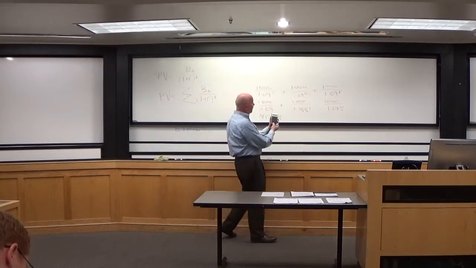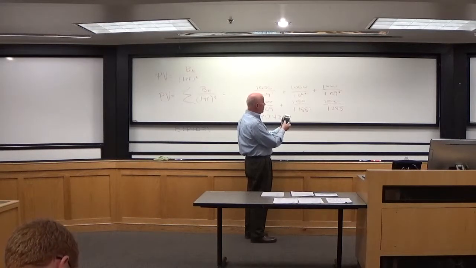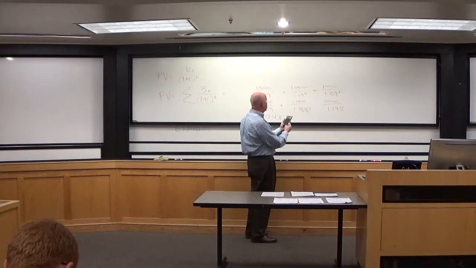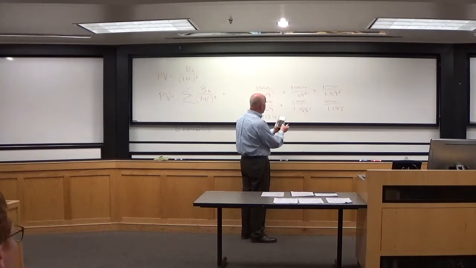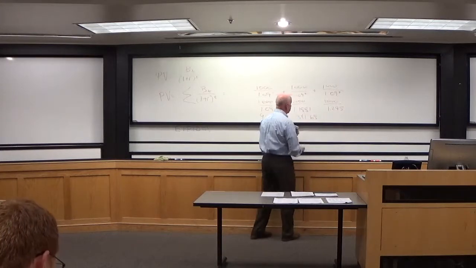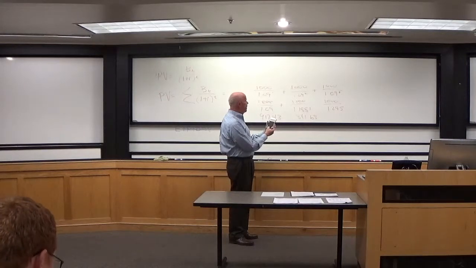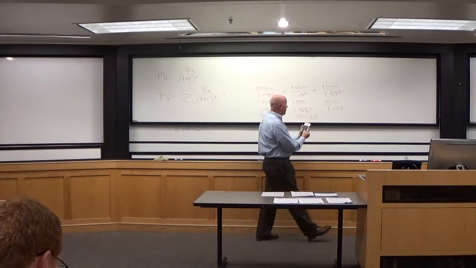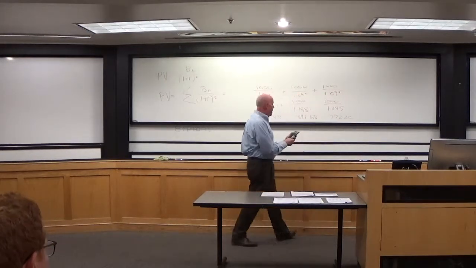And the second one, 1,000 divided by recall 2, 1.1881, is 841.68. And then 1,000 divided by 1.295 is 772.20. Now add them up.